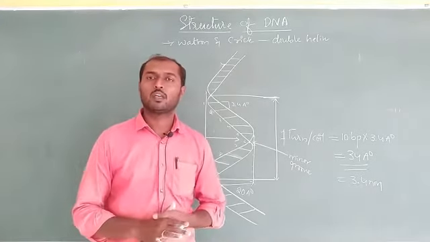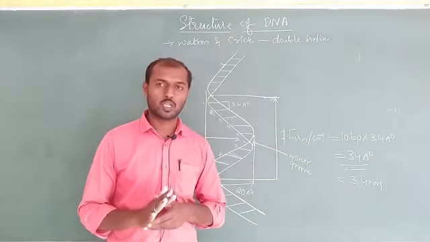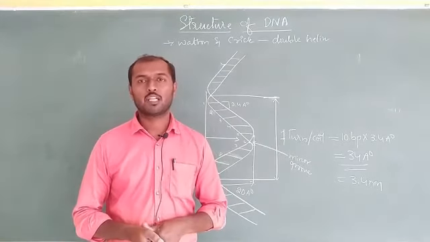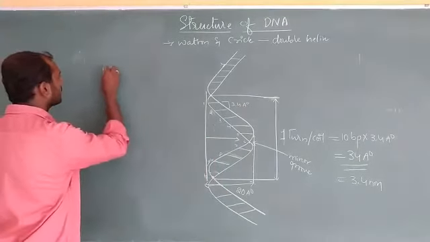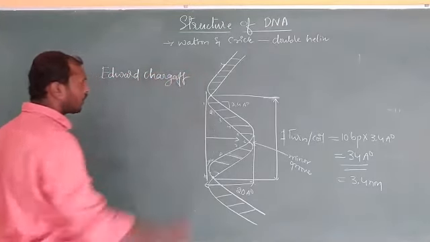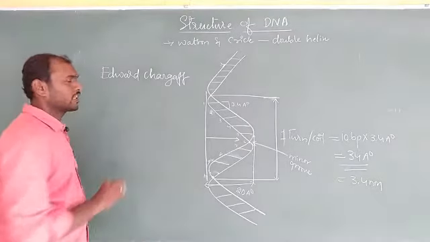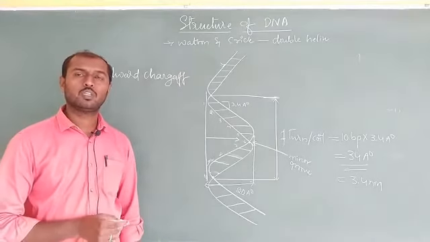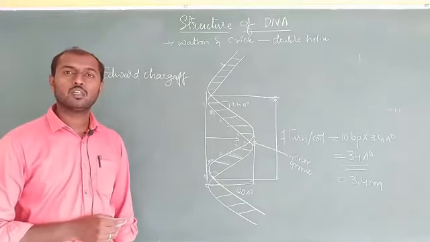Okay, so we come to know what DNA actually is, how it is constructed using nucleotides, what the length of the DNA is for one turn, and how the diameter as well as the turns are present in DNA. Now, one more scientist, Edward Chargaff, constructed or gave a rule regarding the DNA structure. That is what we call Chargaff's rule.